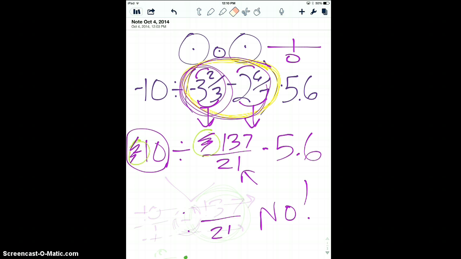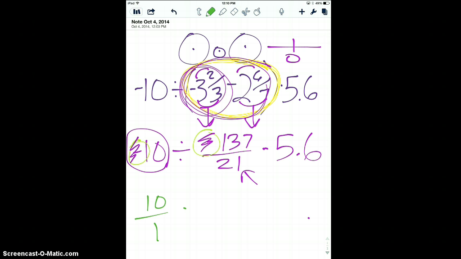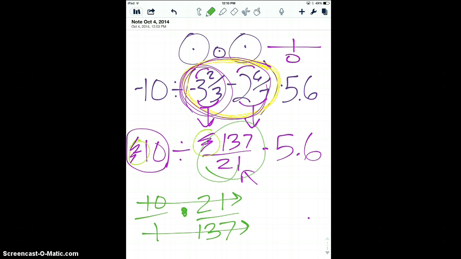So let me rewrite this. Instead of dividing, I'm going to multiply. So I have 10 over 1 times, not 137 over 21, I take the reciprocal because now I'm multiplying. And it'll look like this. And now I just multiply straight across.